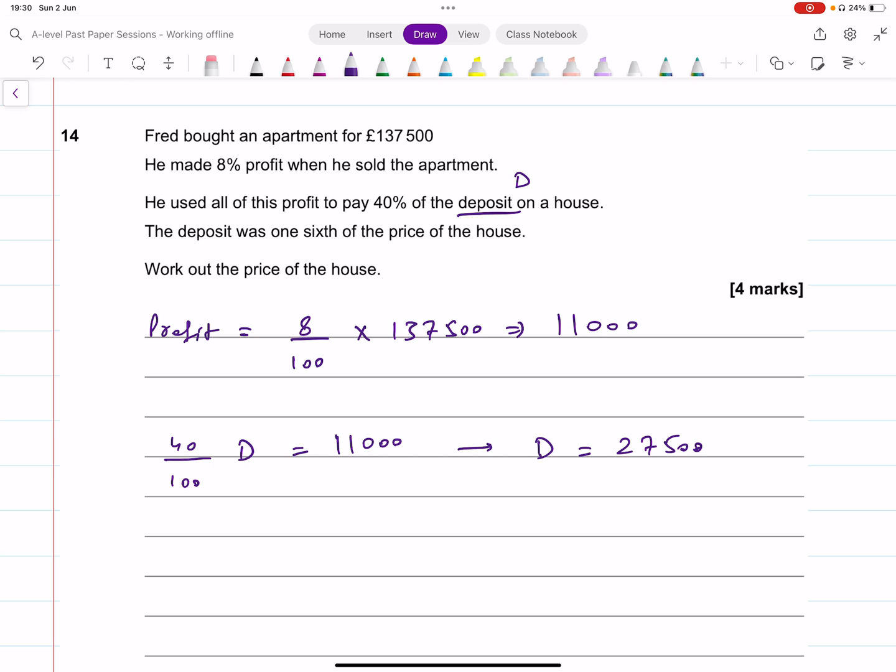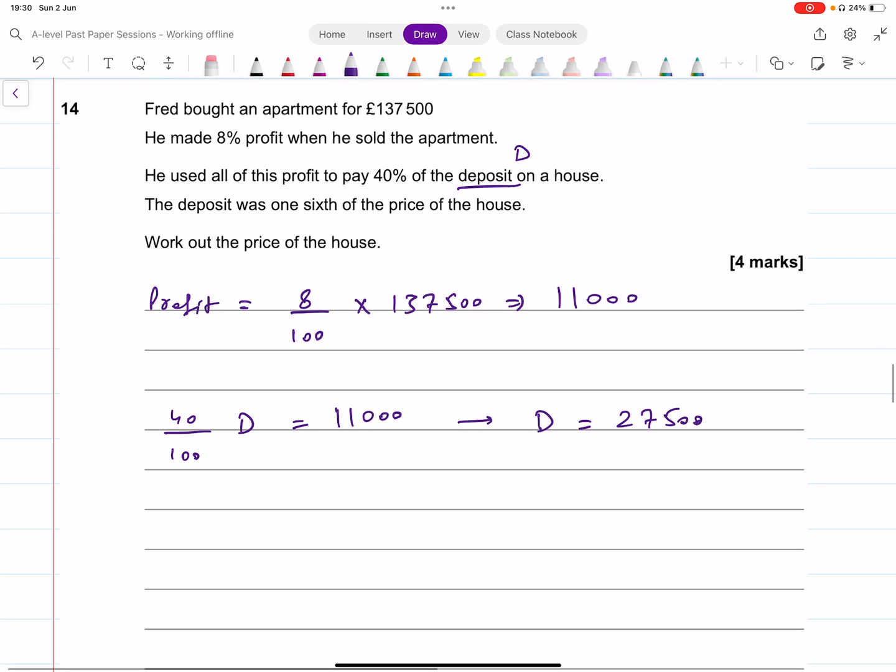Okay, and now it says this deposit is 1/6 of the price of the house. Let's say the price of the house is P. 1/6 of the price of the house is this deposit. That is 27,500. What's the price of the house then? 27,500 multiplied by 6, and that is giving me 165,000 pounds, and that's the price of the house that we were looking for. Okay, that's question number 14.